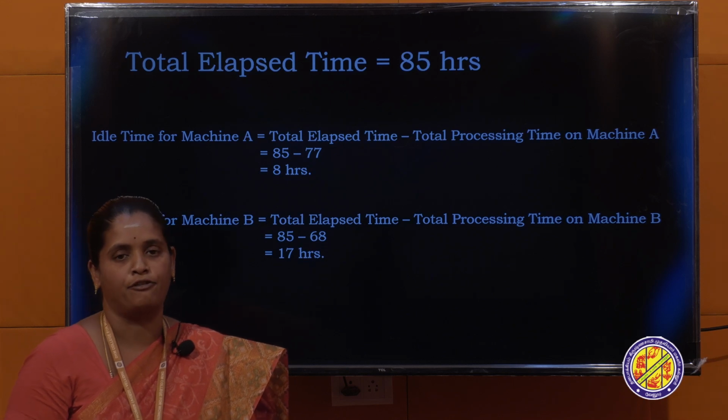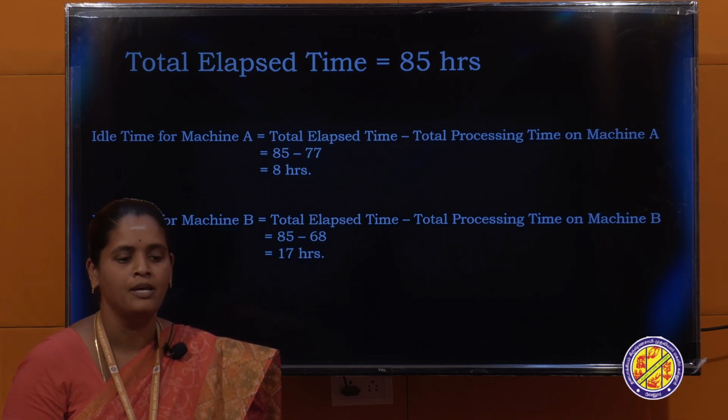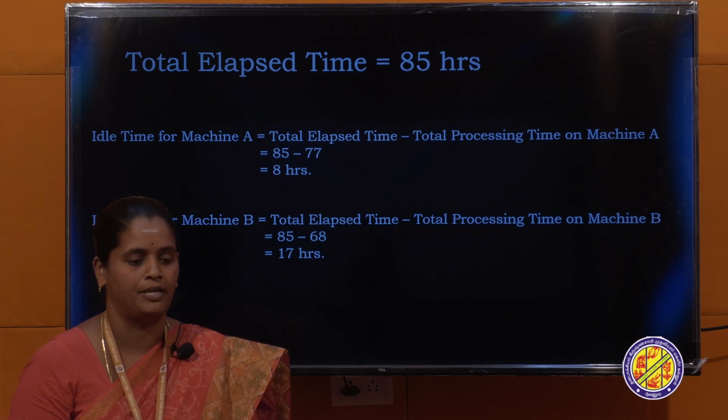In this way, we have to find the total elapsed time and idle time for both machines A and B.